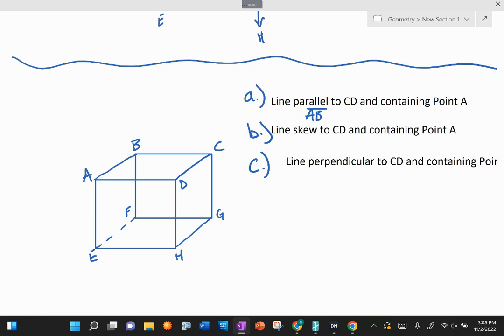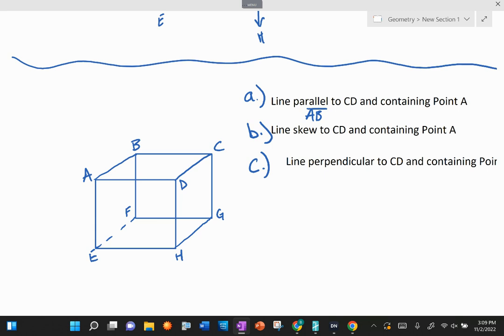No, because of that second little descriptor, right? It has to also contain point A. What other lines are parallel to CD? AD. Yes. DF. HG. Yep, there you go. DF is parallel, right?